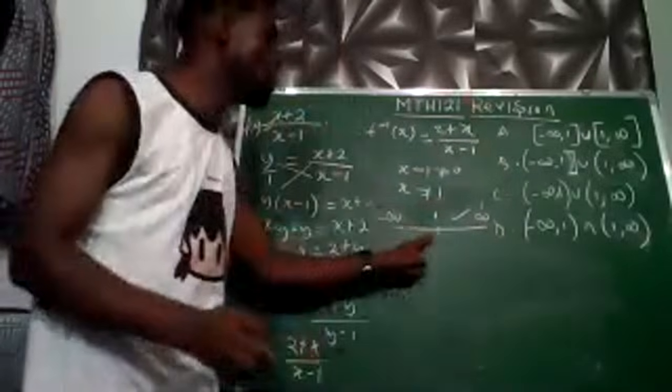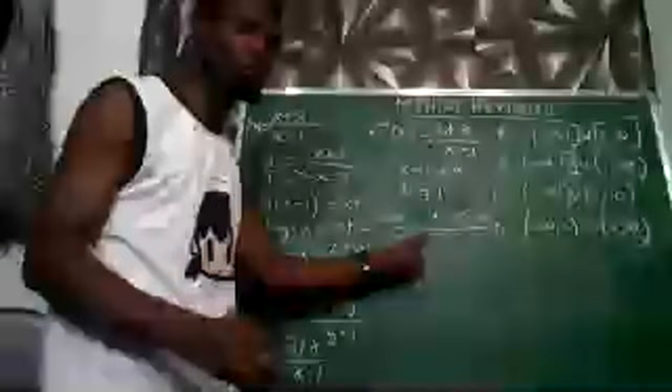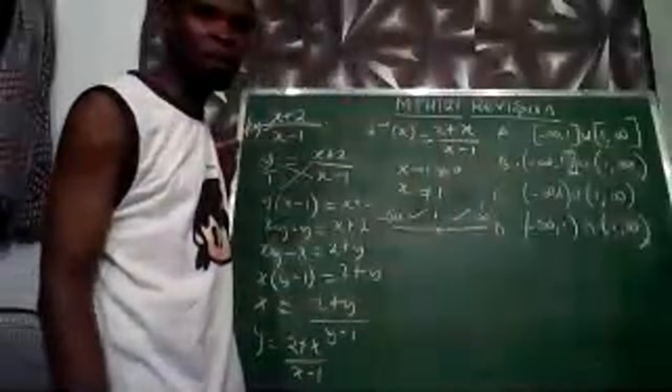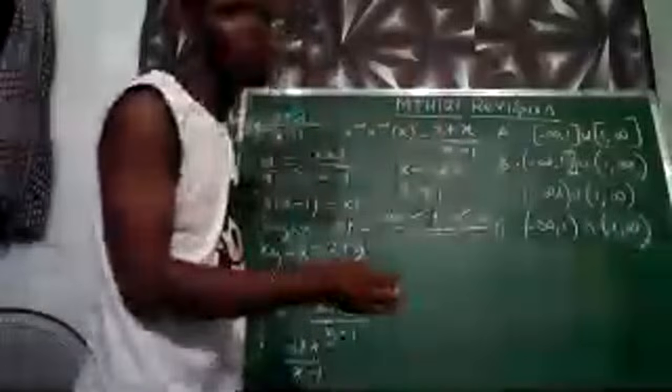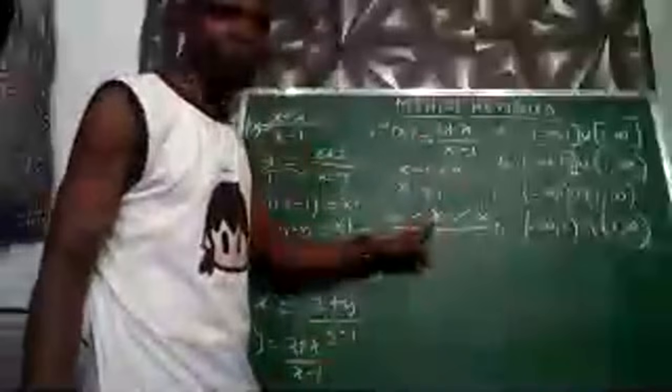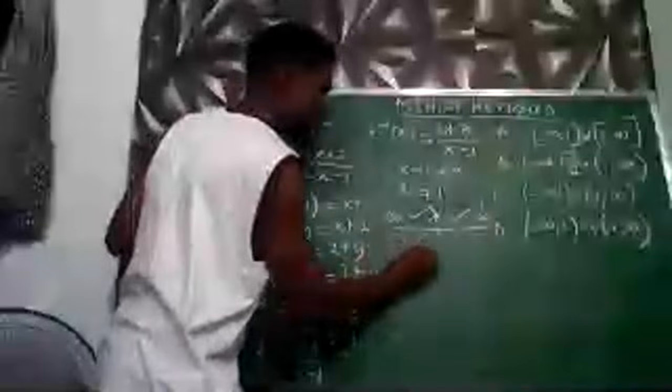But let's pick a number here. Before 1 is 0. Put 0 here. 0 minus 1 is minus 1, meaning that this region is also satisfied. But if you pick this critical point 1 and substitute, 1 minus 1 is 0. That means 1 is not satisfying this equation. This point is not defined. So that means that the domain of this function will start from negative infinity to 1.